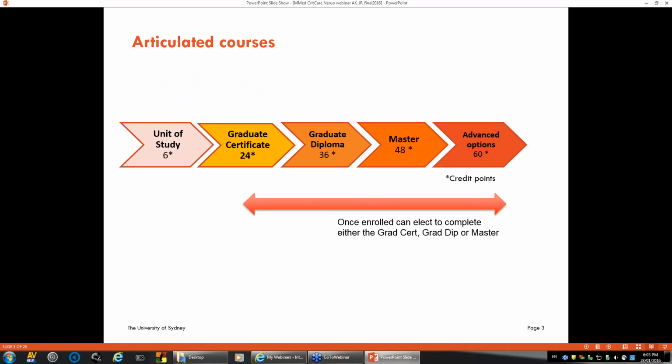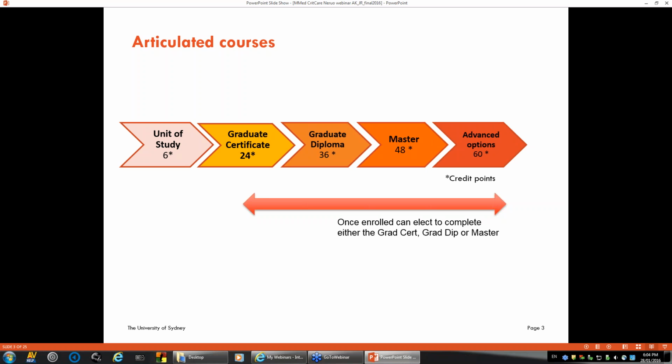So each unit of study is worth 6 credit points. 4 units of study grouped together from stream-specific units of study make up a graduate certificate, and this can be converted into a graduate diploma with 6 units of study. A master degree requires 8 units of study, and if you've got a distinction average, you can apply to complete the advanced option, which is a research option and requires another 6 months of research.